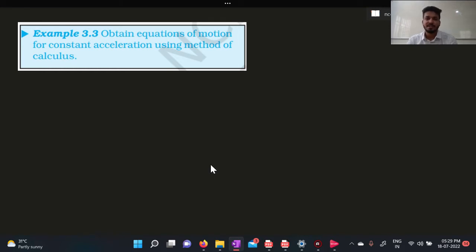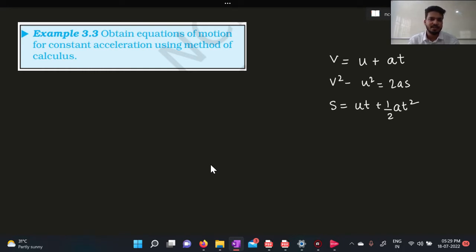Okay, so there are three equations of motion. v is equal to u plus at. The second equation is v square minus u square is equal to 2as. And the last one is s is equal to ut plus half at square. Okay, so deriving the first one is very, very simple.